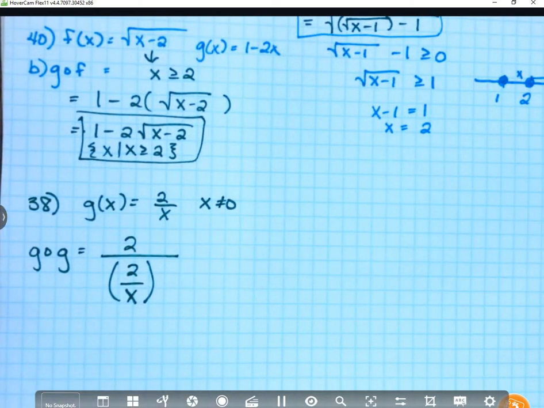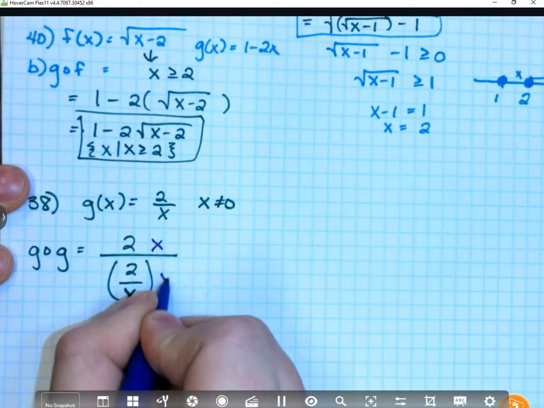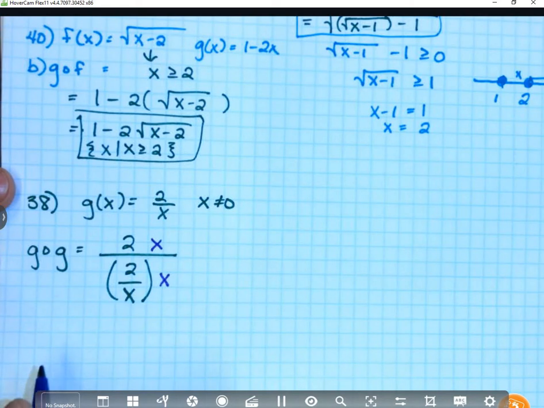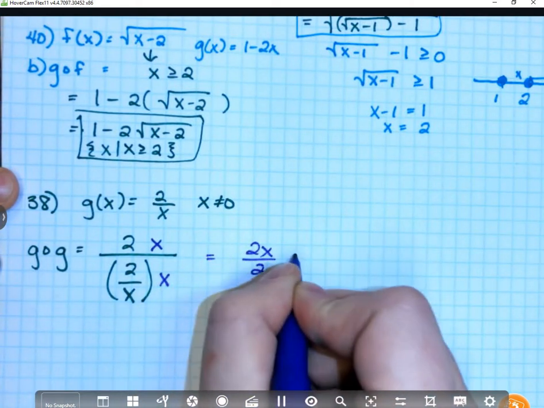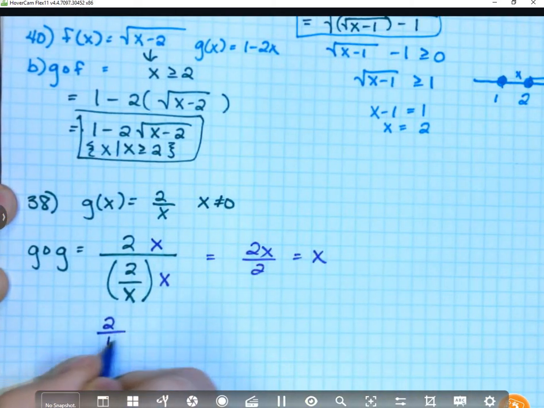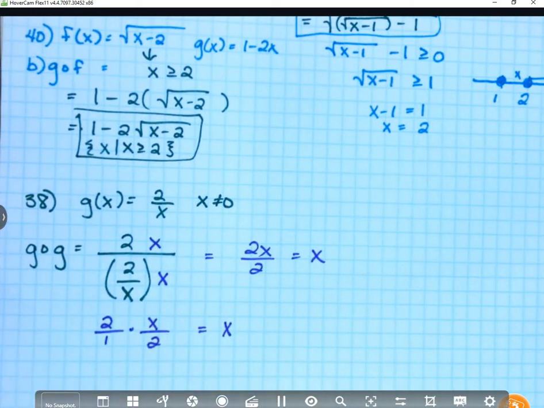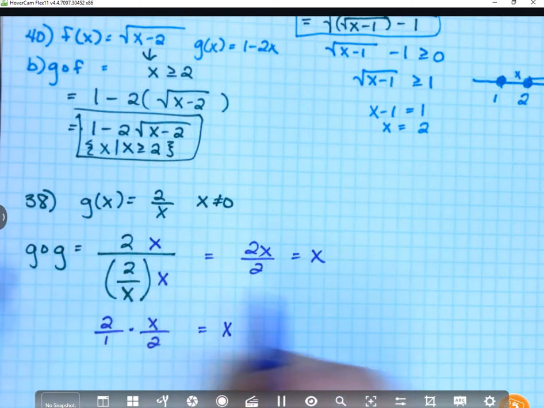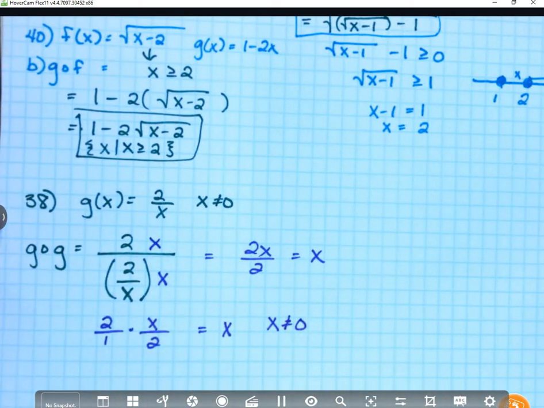You can do this several different ways. You can say the common denominator here is x and times both pieces by x. And in doing so, you would have 2x over 2, which is x. Or you could do 2 times the reciprocal, which again gives you x. But then you just have to have that restriction. It can be anything but 0.